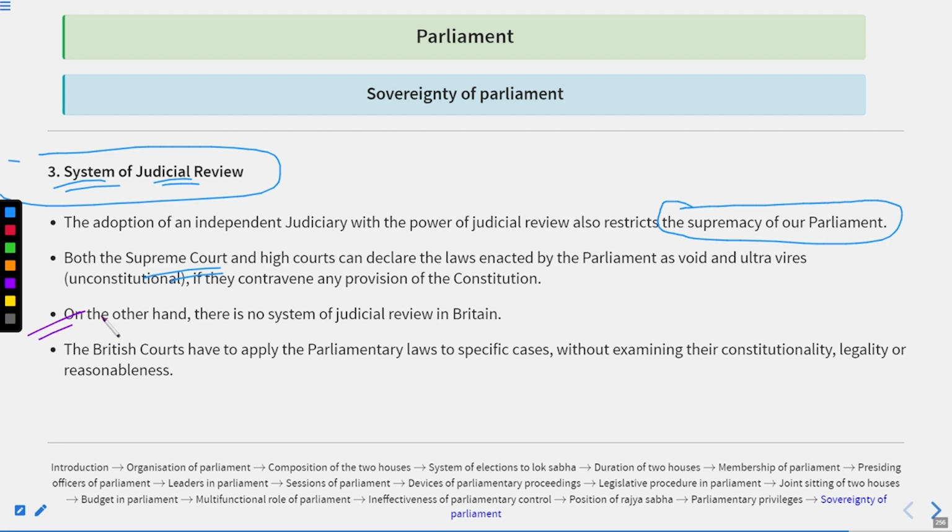On the other hand, there is no system of judicial review in Britain. The British courts have to apply the parliamentary laws to the specific cases without examining their constitutionality, legality or reasonableness. Got it?